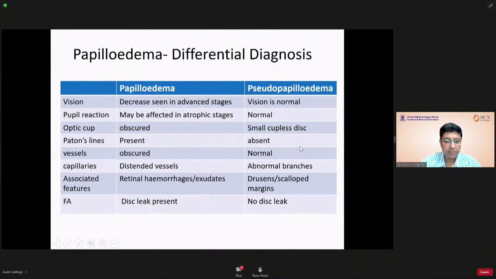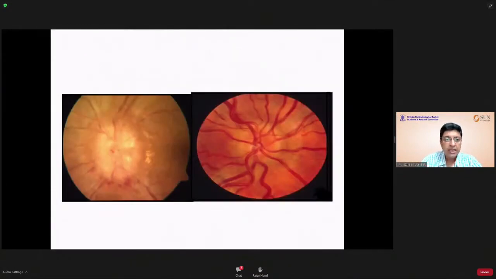The vessels are normal and not obscured. The vessels may be abnormally branching, and may appear to rise from the disc abnormally. You may have the presence of a lumpy, bumpy disc, like a scalloped disc. And of course, if you want to see, on an OCT or a fluorescein angiography, you would not see disc edema.